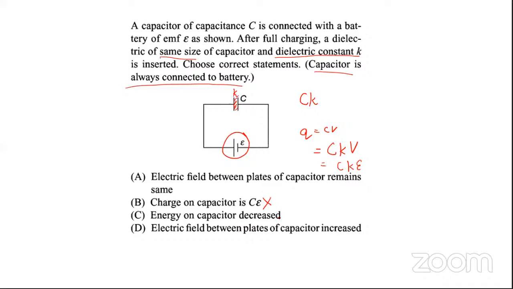Now, energy on capacitor decreased? No, it will not decrease. The voltage is still the same, so the energy will remain the same. Electric field between plates of capacitor increased? No, it will not increase. The charge on the plates will increase and the dielectric will create a decreasing effect, so both of them will compensate. So electric field will remain the same. So A will be the right answer.